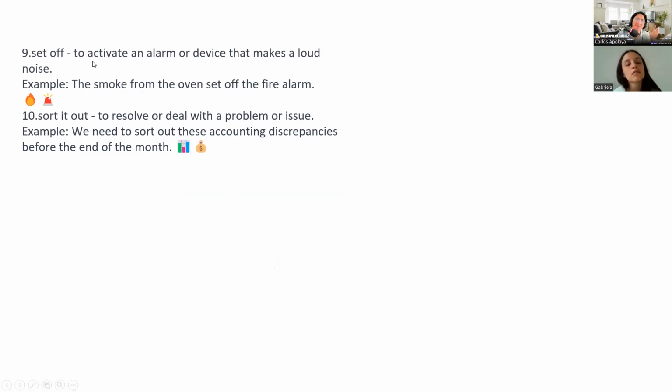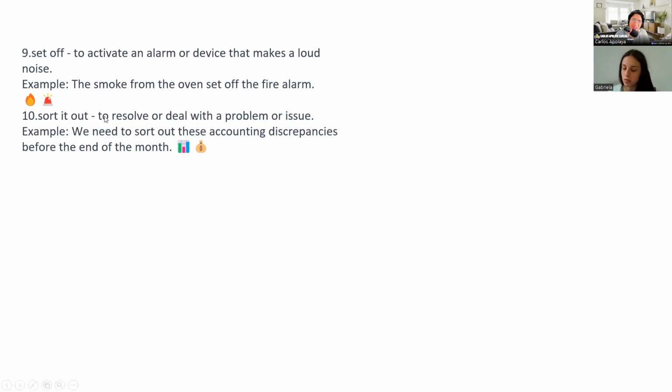Number 9, set off. Set off means to activate an alarm or device that makes a loud noise, like you set off the alarm. For example, there's a fire alarm when you go to school or in a hotel. Set off: activate an alarm, only for alarms, or maybe a device that makes a loud noise. There is something that we call sirena in the cab, in the police car. He said, hey, set it off, set it off.